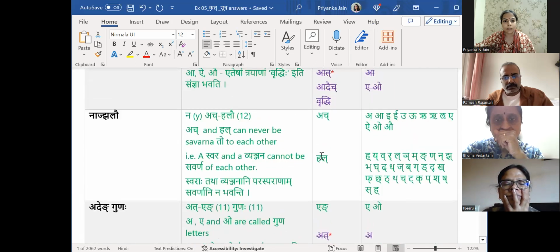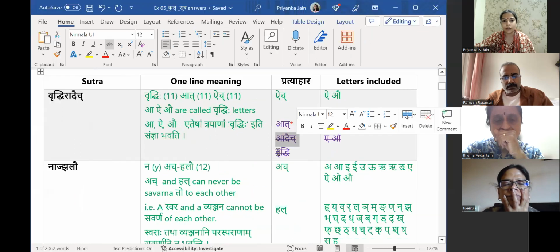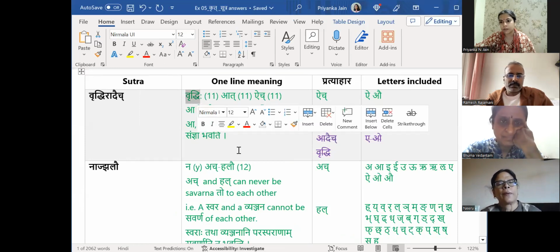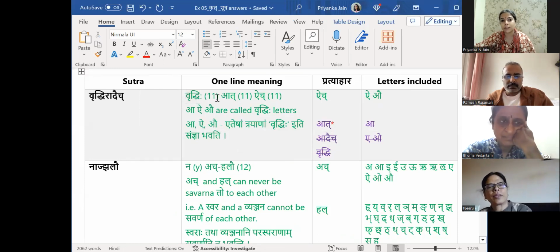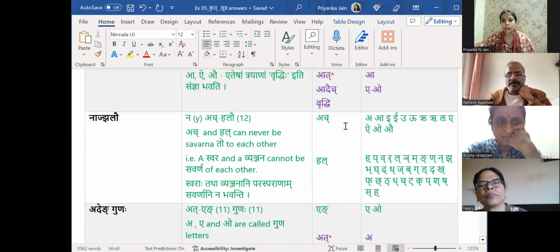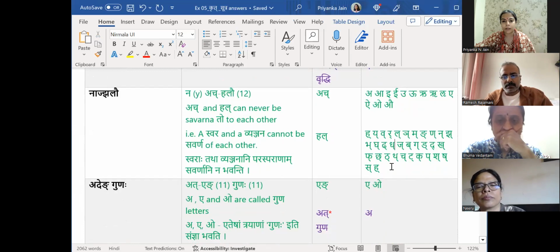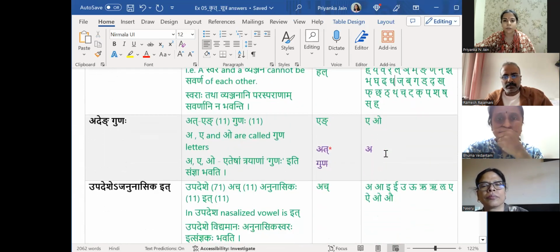And then somebody had written adej and somebody had written vriddhi. So vriddhi is the sanya here, the name given. It's a sanya sutra because it is naming 3 letters as vriddhi. So vriddhi is again not a pratyahara. Then these letters included, mostly everybody got it right. At least I did try to check almost all the answers that were submitted.